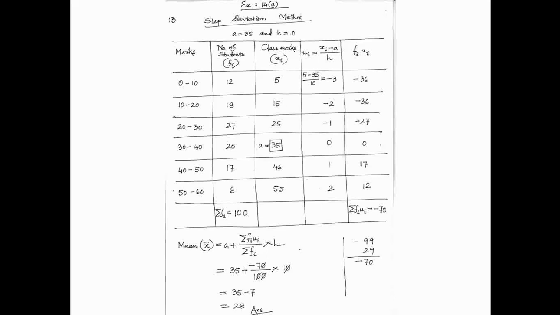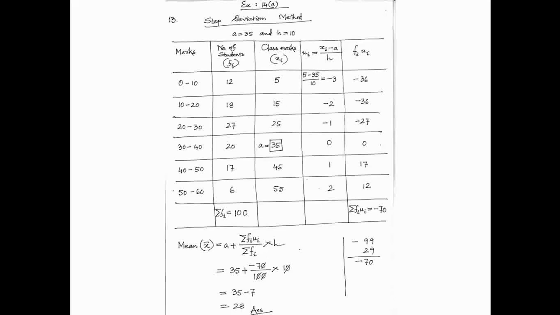Now you apply the formula of mean. For step deviation method, the formula is a little bit different. X bar, that is mean, equal to a plus sigma fi ui divided by sigma fi, multiplied by h. Now put the values: 35 plus minus 70 divided by 100, into 10. Cancel. Plus minus minus, so you will get 35 minus 7 equal to 28. So 28 is the answer.